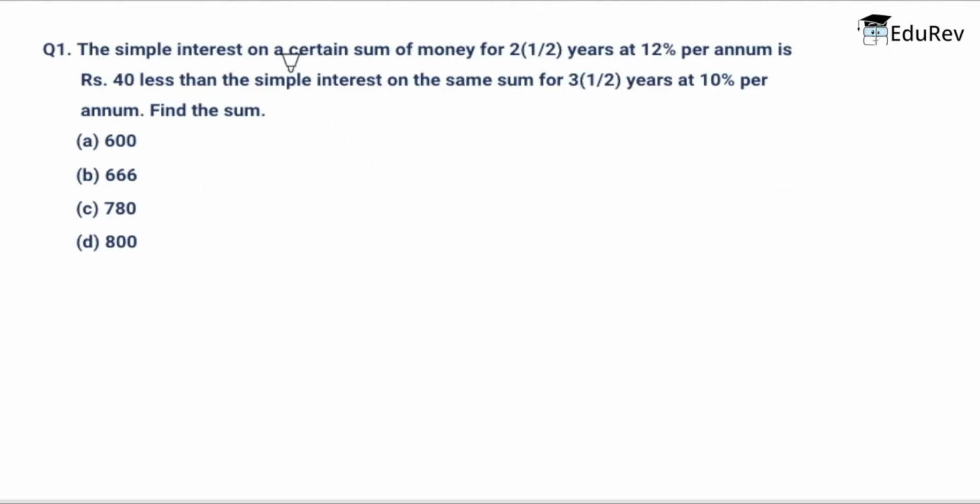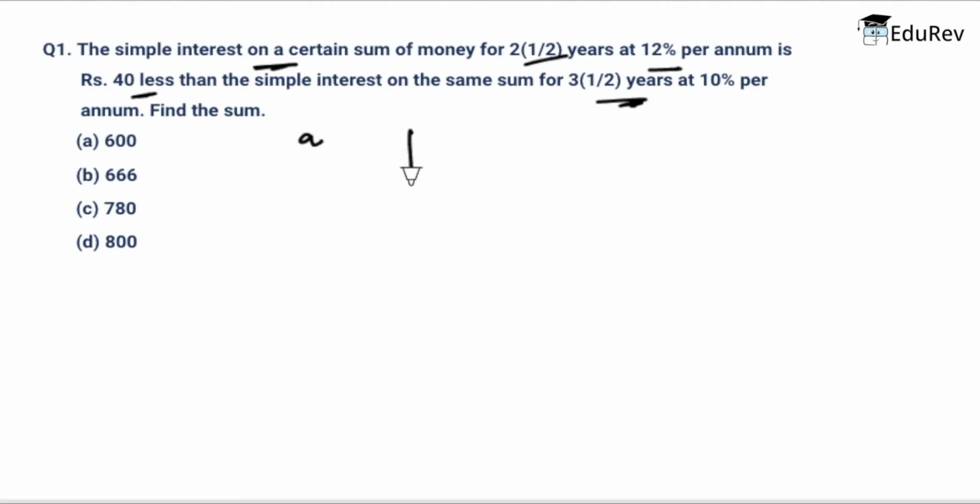The first question states that the simple interest on a certain sum of money for 2.5 years at 12% per annum is rupees 40 less than the simple interest on the same sum for 3.5 years at 10% per annum. So we need to find the sum. Let's assume that the sum is a.